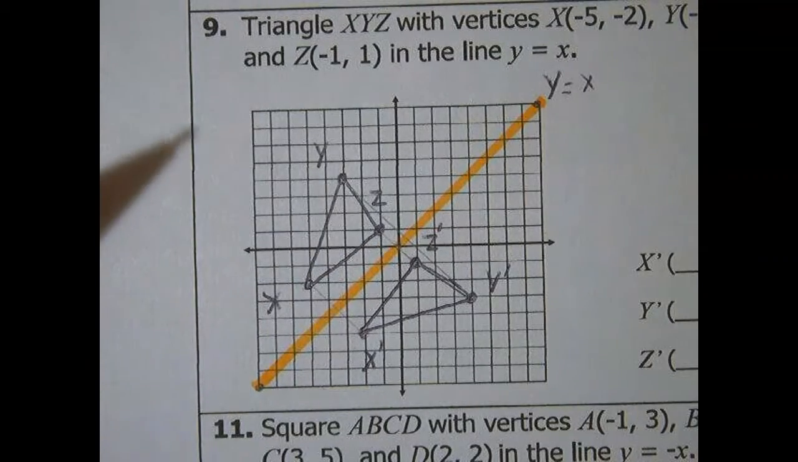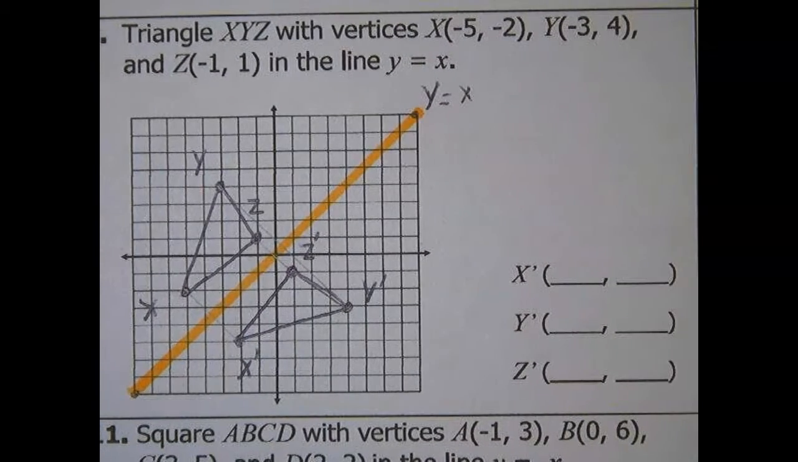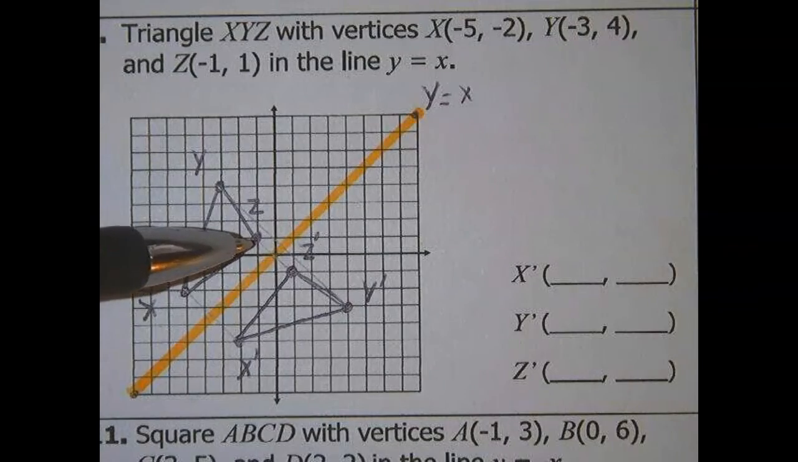Okay, so let's see what we have here. Let's see what we got for our points. Now we can see visually this looks pretty good. Let's see what our points are. So we knew that negative 1, 1 went to 1, negative 1.